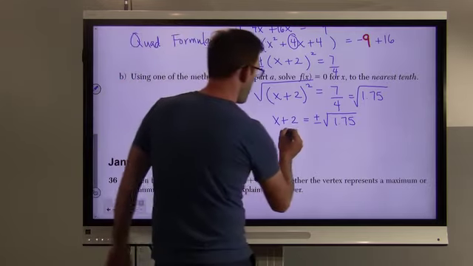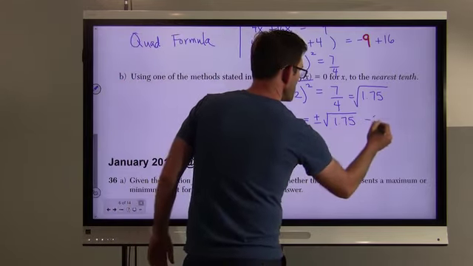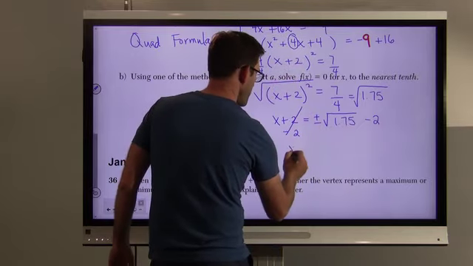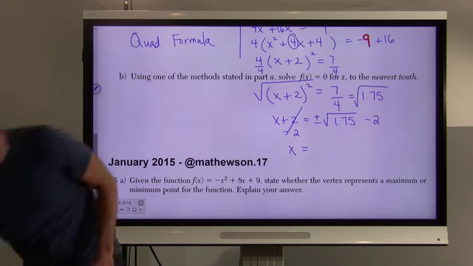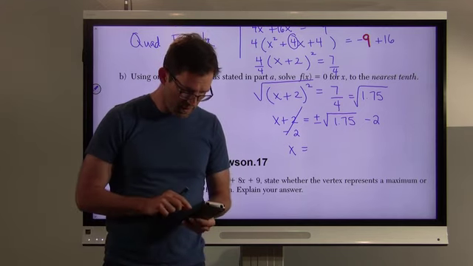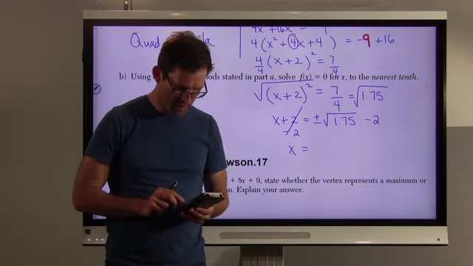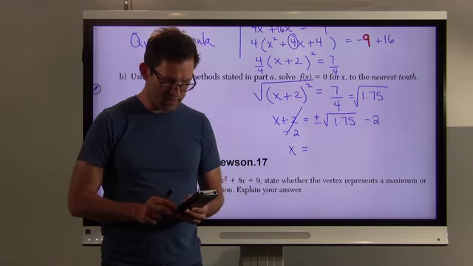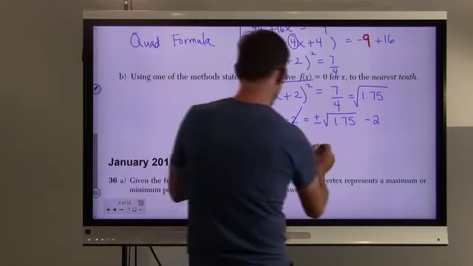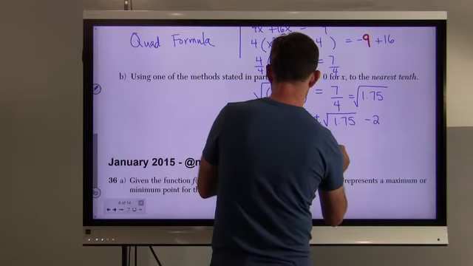And now to get x all by itself, I'm just going to subtract 2 from both sides. And now it's an issue of calculator. Literally, I'm going to take my calculator, right? And I'm going to type in the square root of 1.75, and I'm going to subtract 2. I'm going to get negative 0.75.